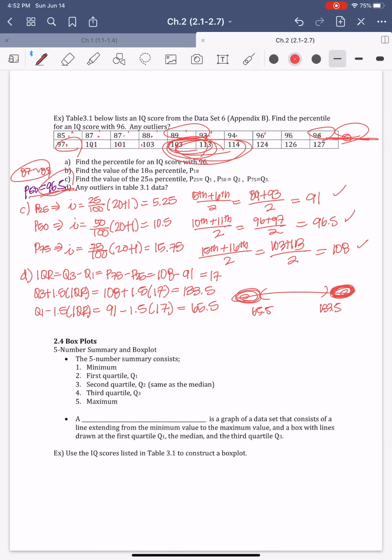65.5, that's an outlier. But looking at it, we have an 85, and then the highest is 127. 85 is not below 65.5. 127 is not above 133.5. So therefore, there is no outlier. Okay.